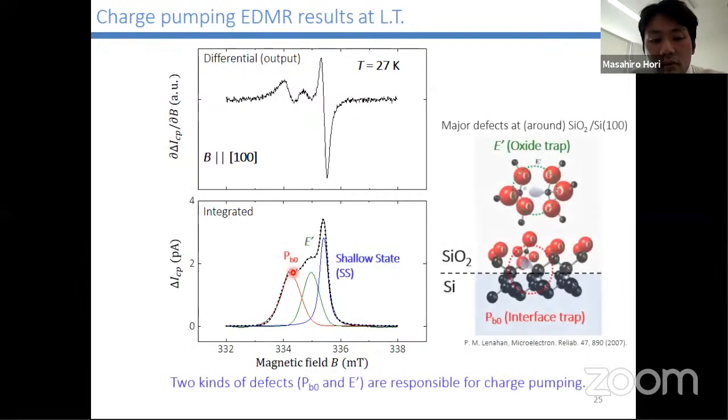The red peak is due to the interface trap called the Pb0 center. The green one is due to the oxide trap called the E prime center. The blue one is due to the energetically shallow state. This is due to the interface roughness. So we found that 2 kinds of defects are responsible for the charge pumping process.